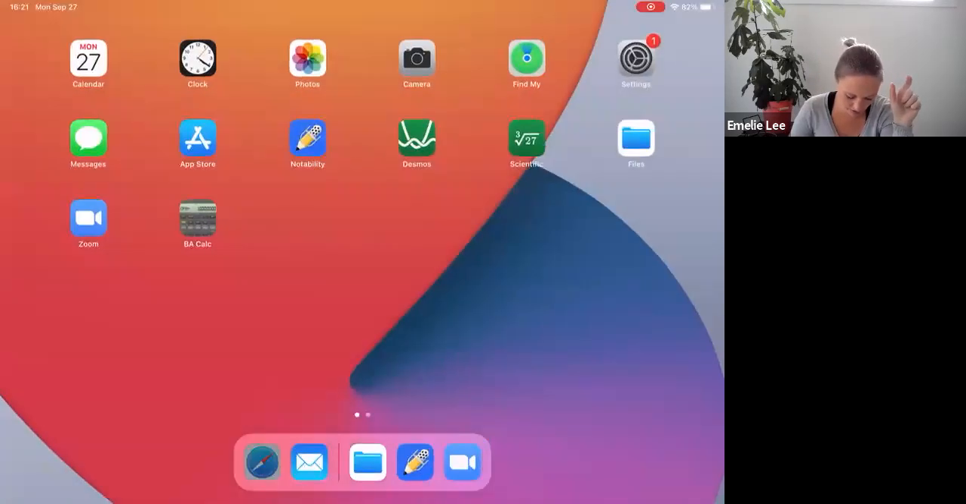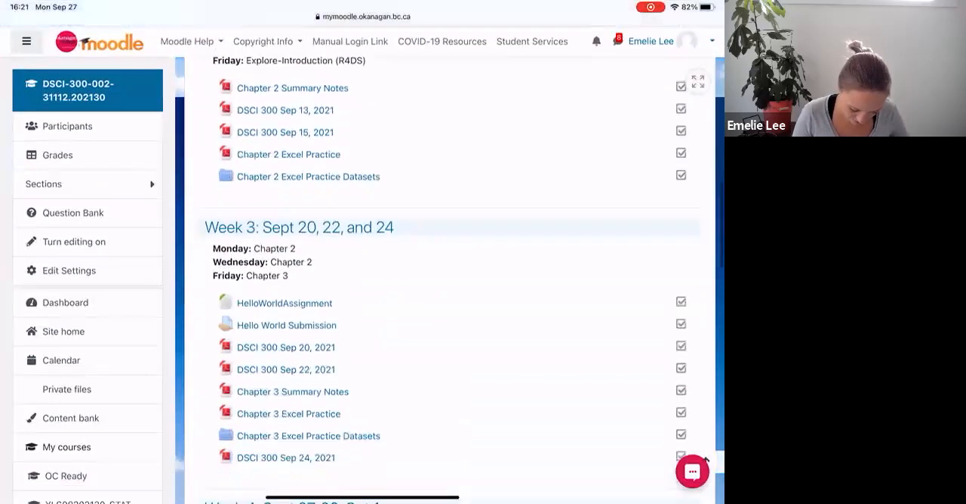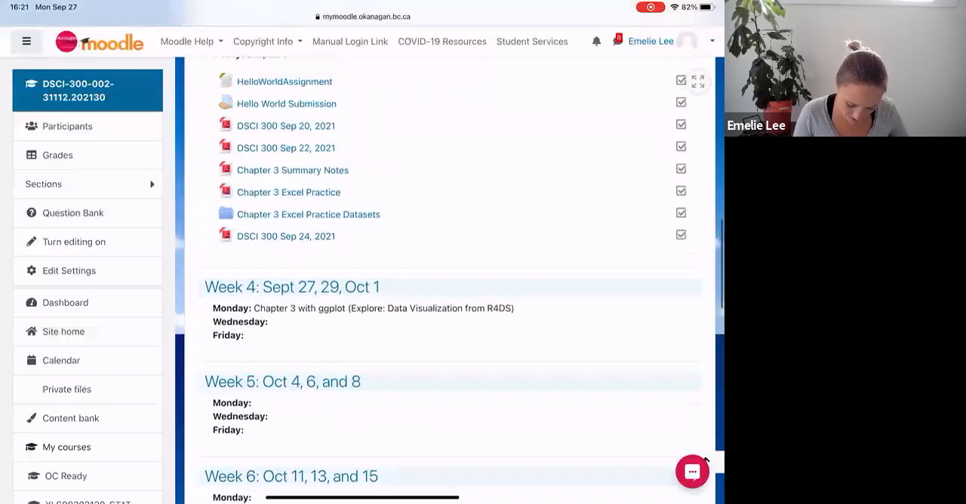Let me take you to our Moodle page. So here, I was kind of scrambling for where I would be today. Turns out I'm way slower than I thought. Chapter 3, we'll finish chapter 3 and ggplot. So what I wanted to do was do the explore data visualization from R for Data Science. So what I encourage you to do is work through it on your own. ggplot can be kind of a beast to master, but we're going to start nice and slow.